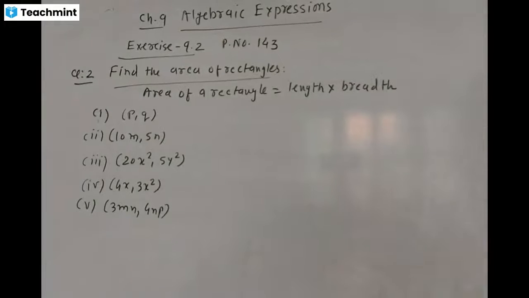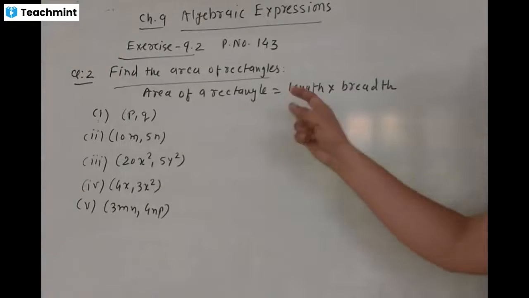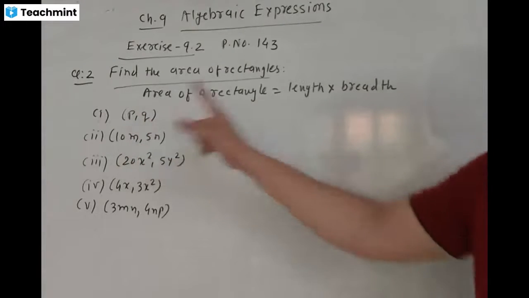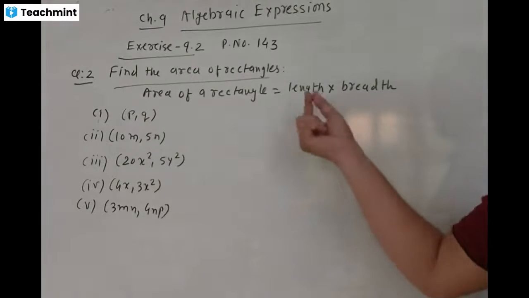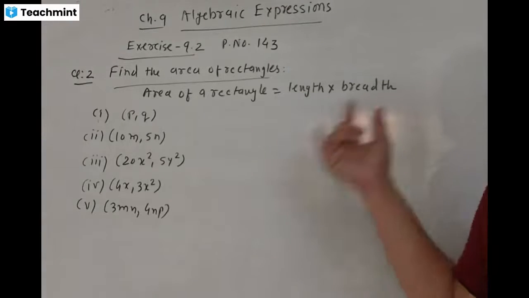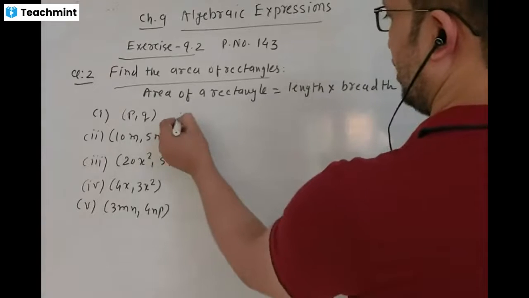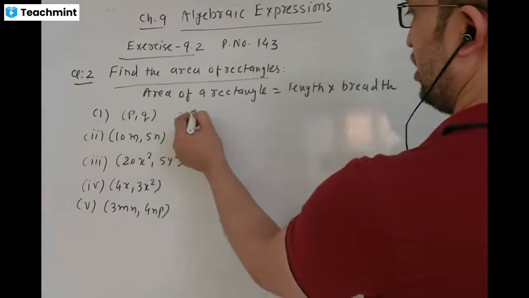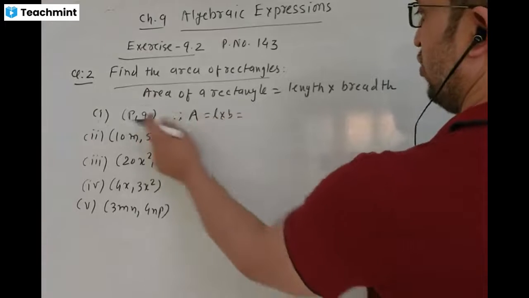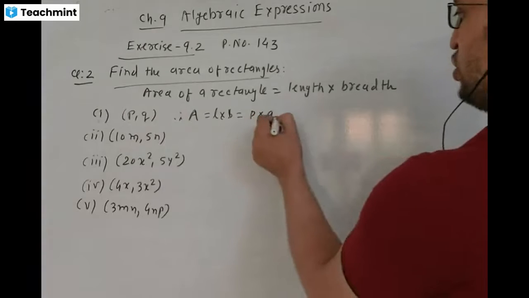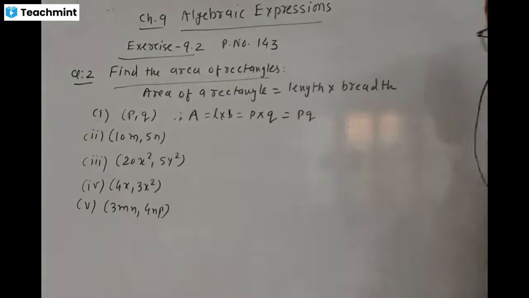Here, question number 2, find the area of the rectangle with the pair of length and breadth respectively. Area of rectangle formula, length and breadth. First value is length, second value is breadth. So put this value in this form. First quantity is length, second quantity is breadth. Therefore area of the rectangle, area means A, that is length into breadth. What is length? Length means first term, P. Breadth means second term, that is Q. P into Q, that is PQ.